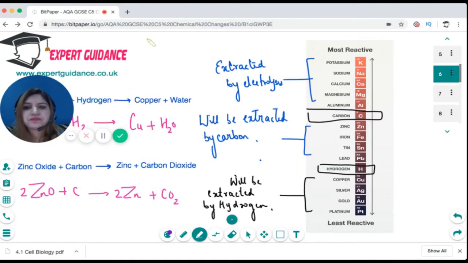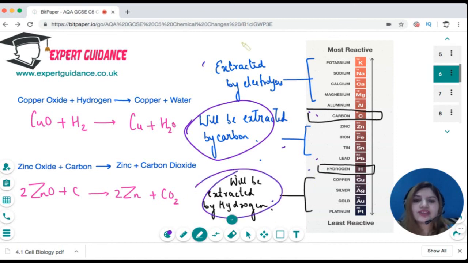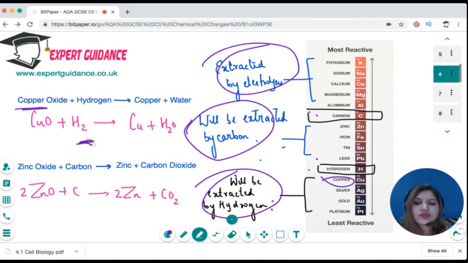Okay, all right, so now, as I already told you, elements below carbon will be extracted by carbon, below hydrogen will be extracted by hydrogen, and the above by electrolysis. So copper oxide, copper is below hydrogen, we can easily reduce it with hydrogen and extract copper. Zinc is below carbon, so carbon can be used as a reducing agent for zinc.